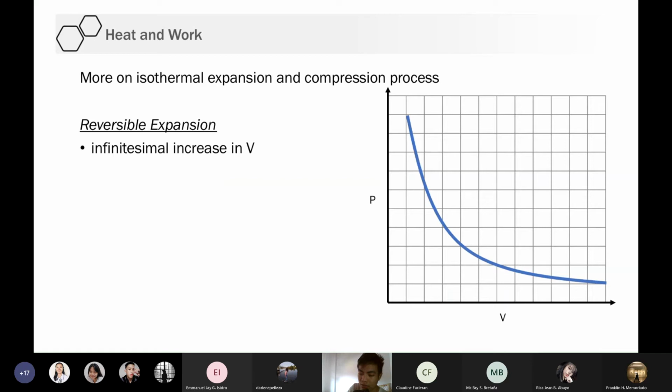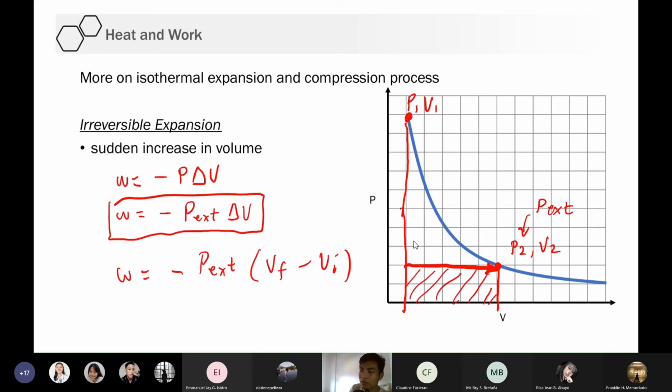Reversible expansion. Pag sinabi namang reversible, dahan-dahan. Ito kasi binigla mo, kaya hindi na siya nakapag-adjust. Sabi niya, uy, andito na ako agad. So, ito na lang kukunin mong area. Nagugulat yung gas natin. Kaya, ito na lang yung area na kukunin mo. Biglaan eh. So, kaya itong portion lang. And this portion is, P2 delta V. Yung area niyan is P2 delta V.